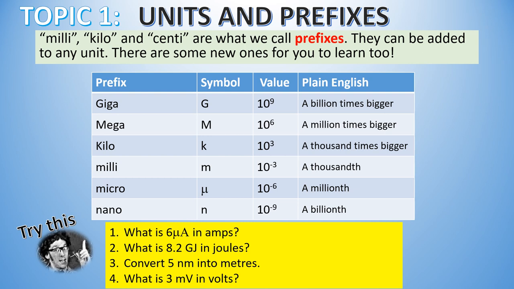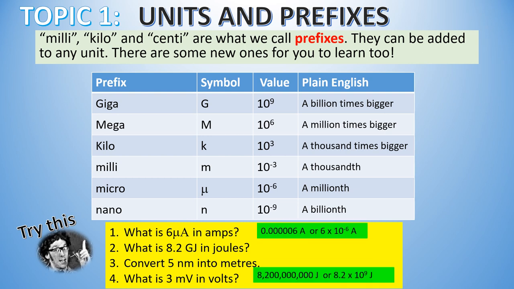Remember the easiest way to convert. For example, if we look at the first one here, 6 microamps. Right, that funny U means micro. So have a look in the table, that's 10 to the minus 6. So the easiest way to convert is literally to multiply that number by this power of 10. So in this case, microamps would be 6 times 10 to the minus 6. The next one, gigajoules, I don't even need to think about it. I just multiply by the appropriate power of 10, which would be 10 to the 9.